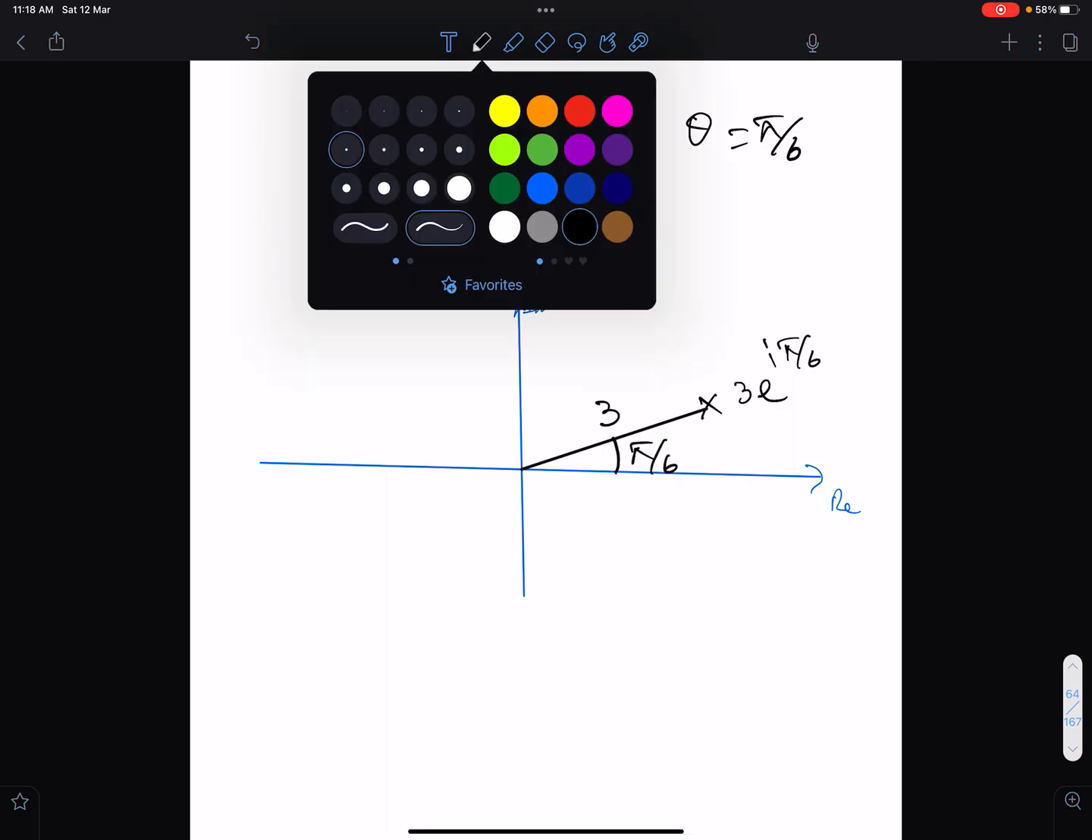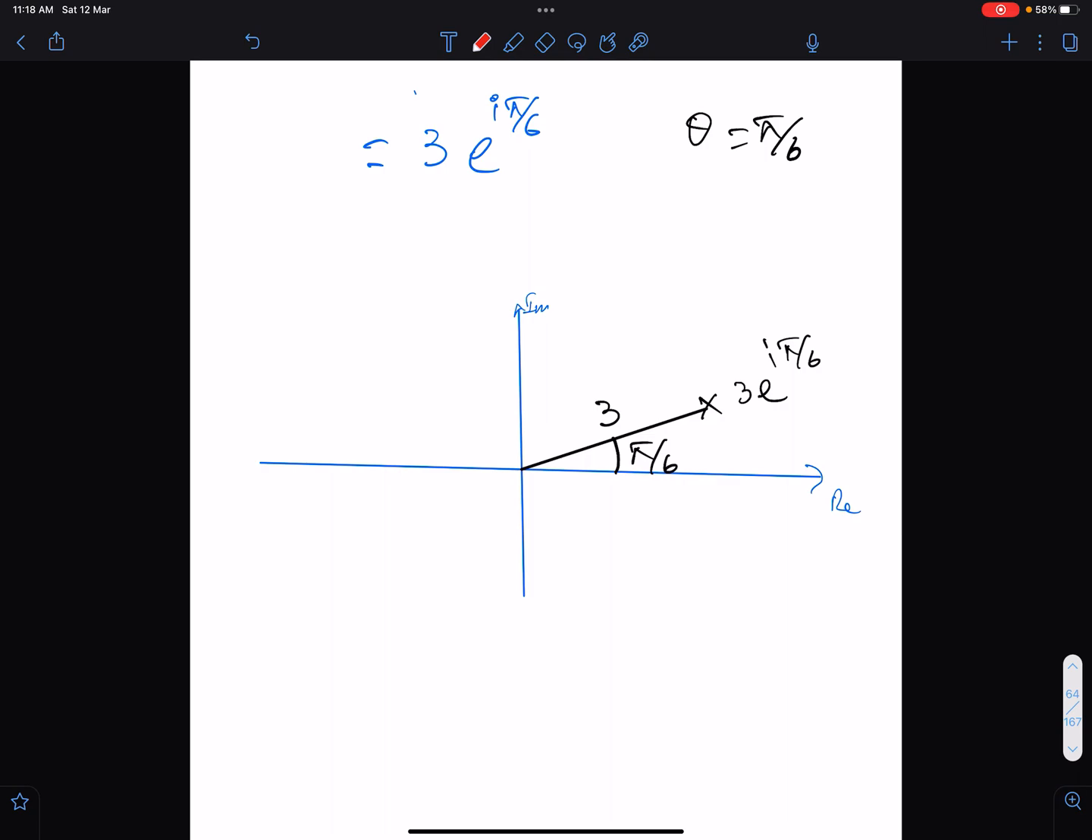The second root must be in the opposite quadrant, and the opposite quadrant of the first quadrant is the third quadrant. The length of the second root must be the same as the length of the first root, because the modulus will remain the same for both roots. This is r equals 3 and this is also r equals 3.